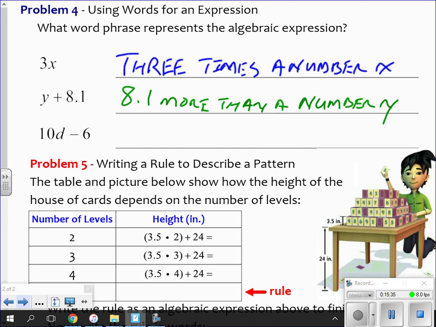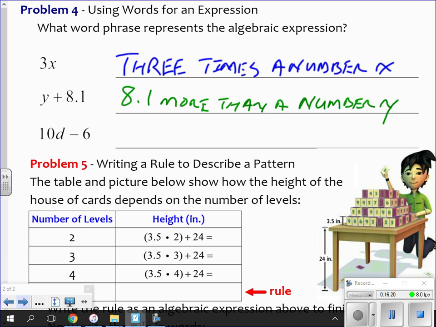So next one, 10d minus 6. How many things do I have going on here? How many operations am I doing? I've got two things going on here, right? What are my two things I've got going on? Subtraction and multiplication. So I kind of want to deal with those in two different ways. There's all kinds of possible answers I could do. The one you've seen the most would be 6 less than something. That's the one we've seen the most of, right? 6 less than 10 times d, or the product of 10 and some number d, or something like that.